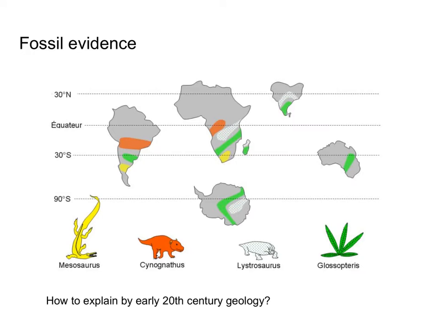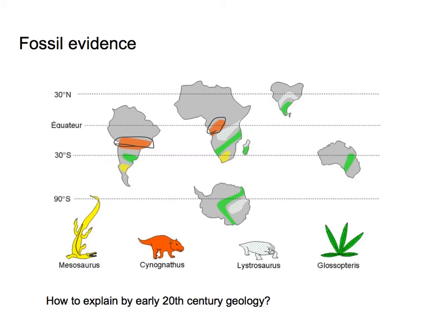The fossil evidence is this kind of evidence. So, for example, we have different, let's see, these would probably be late Paleozoic reptiles, and it would all have been late Paleozoic. For example, Cynognathus fossils are found in South America and in equatorial Africa.